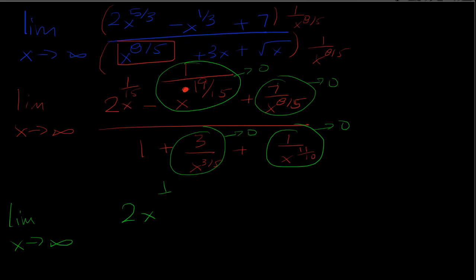Now I have 2x to the 1 over 15th power, and we know that as x approaches infinity, so will the 15th root approach infinity, just at a slower pace than, let's say, x to the 1/2. So here the limit is infinity, and really x to the n, where n is positive, will always go to infinity. So this will always approach infinity. Okay, let's go on to the next one.